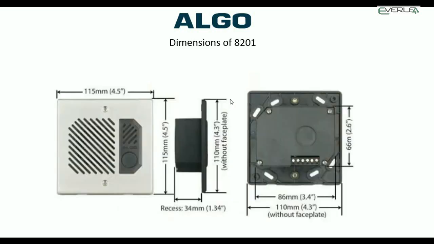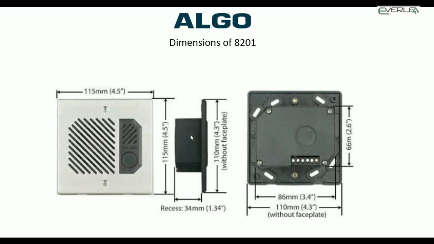Dimensions of the unit. As I said, very compact. Basically, the outer dimensions of the unit are 115 millimeters square. This is aluminium. This is a plastic. There's your microphone sitting in there. The depth of the insert that's going into the wall is 34 millimeters.